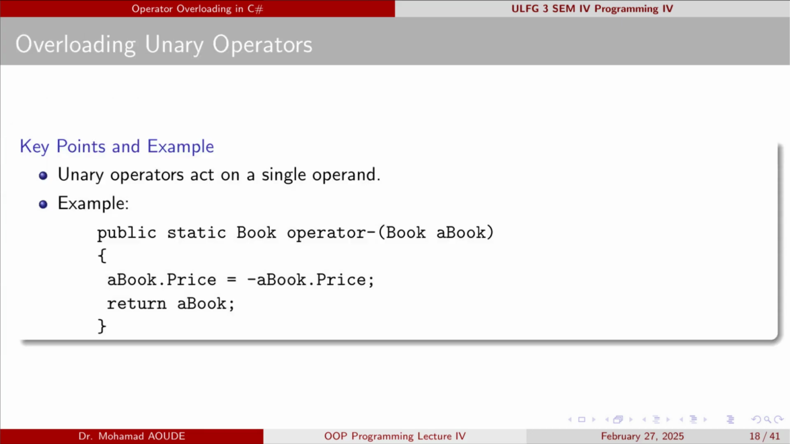Unary operator overloading lets you redefine how a single object behaves with an operation like negation. Example: negating a book's price. This emphasizes the programming principle of precision control over object behaviors.